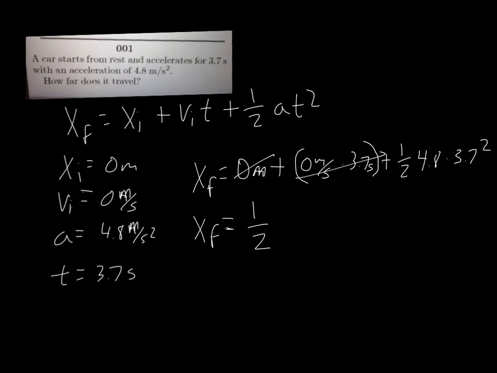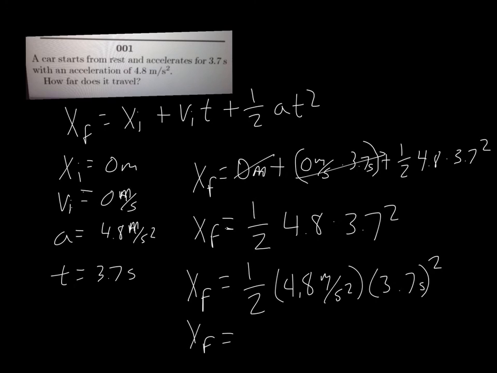1/2 times 4.8 times 3.7 squared. Whenever we fill those in, I forgot to write the units, so I went ahead and put that on there so we can get rid of this here.